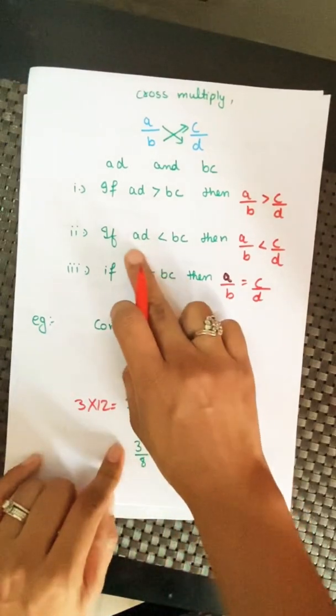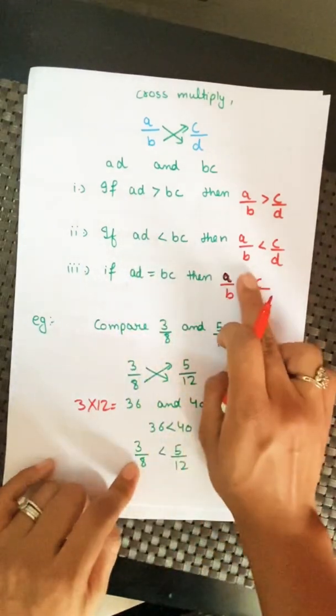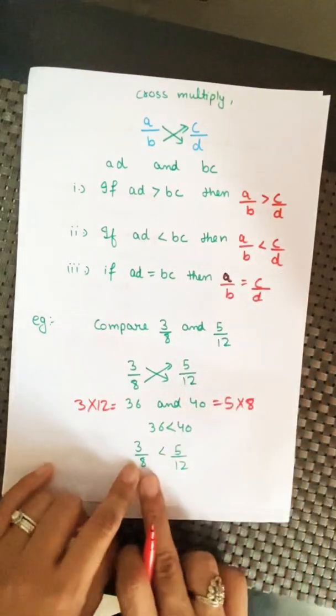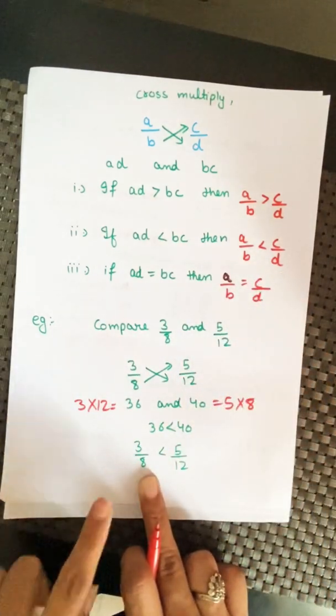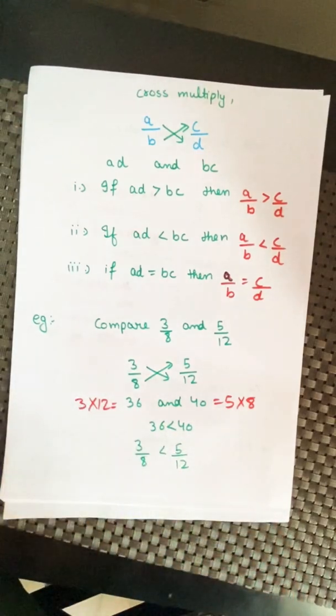So according to the rule, ad is less than bc, that is, 36 is less than 40. So a by b is less than c by d. If we apply that rule over here, that means 3 by 8 is less than 5 by 12.